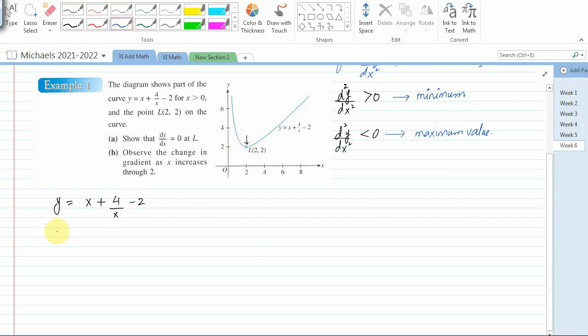So what you need to do is find dy over dx. Once you have found dy by dx, then you need to place the value of x equals 2 here, because it says at L and the value of x at L is 2. Right, so your answer must be equal to 0, and you need to show that. Alright, and for that you have a time of 60 seconds, so start.